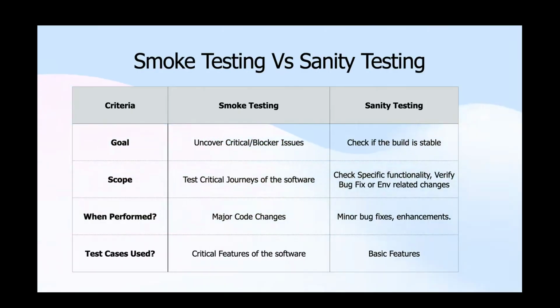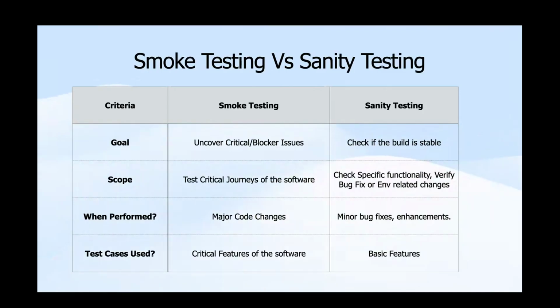The test cases. For smoke testing, the test cases related to critical functionalities of the application are used. Test cases related to basic features like login, logout, navigation, etc. are used in case of sanity testing to check that the build is stable enough after the bug fix or enhancement.